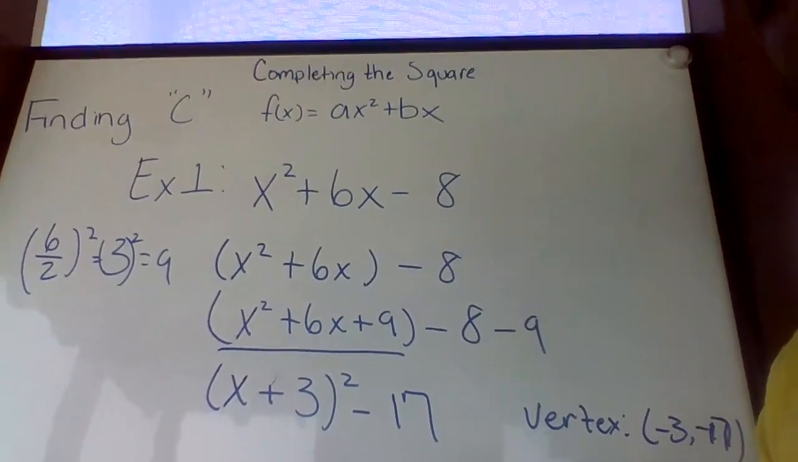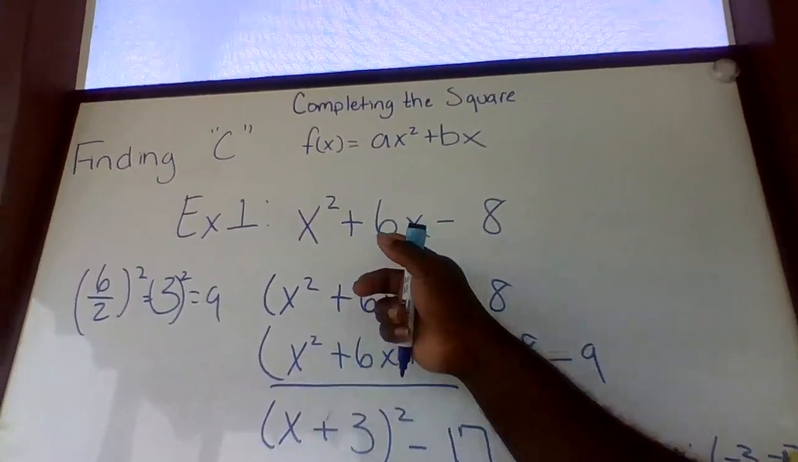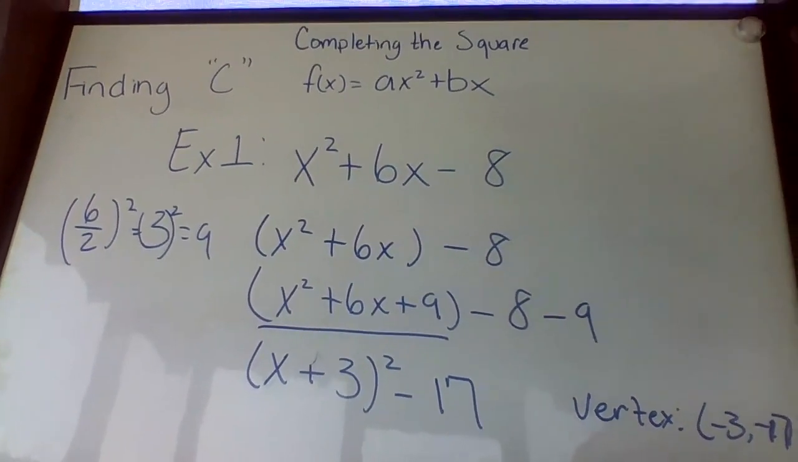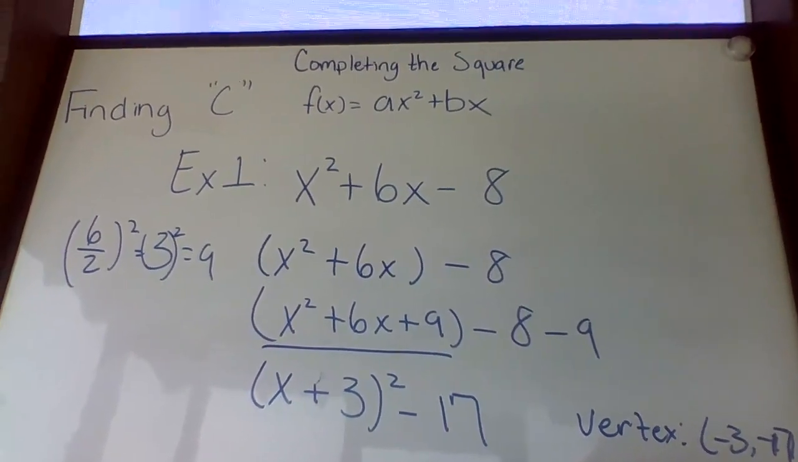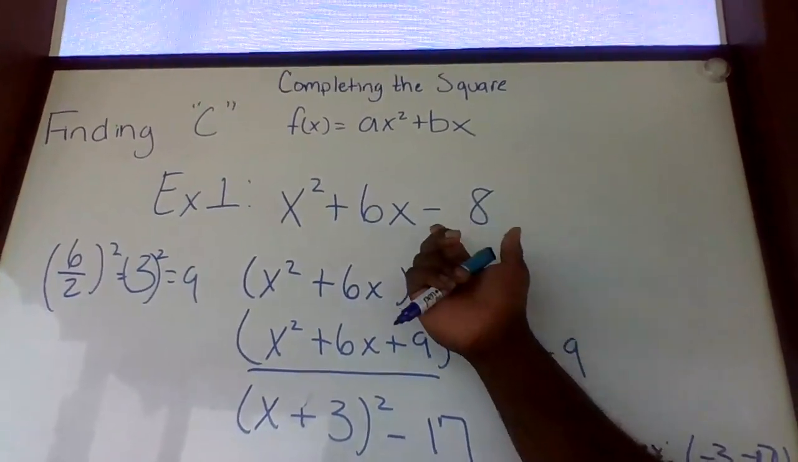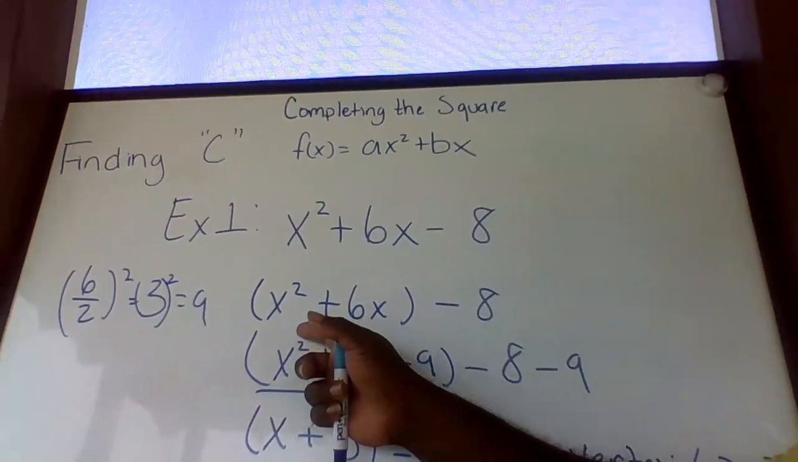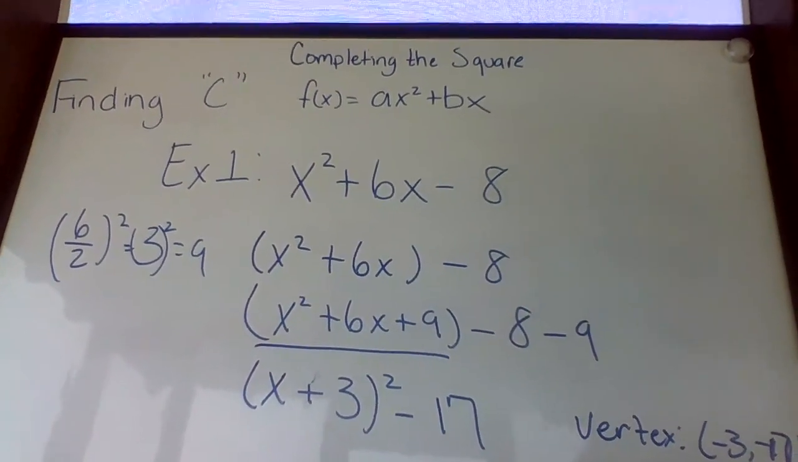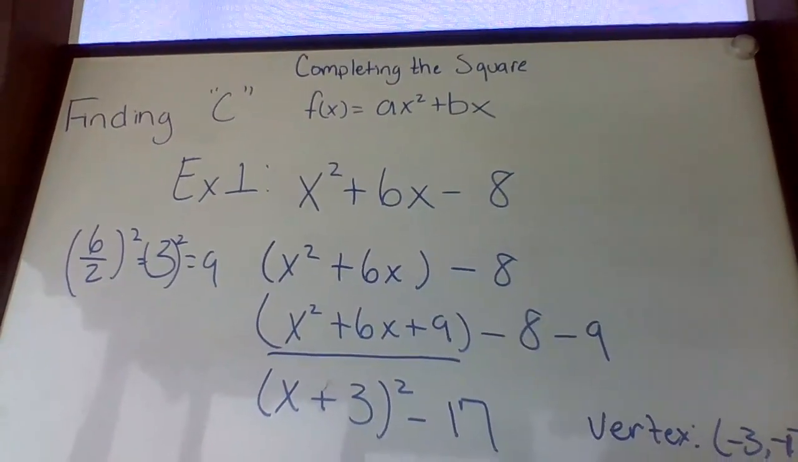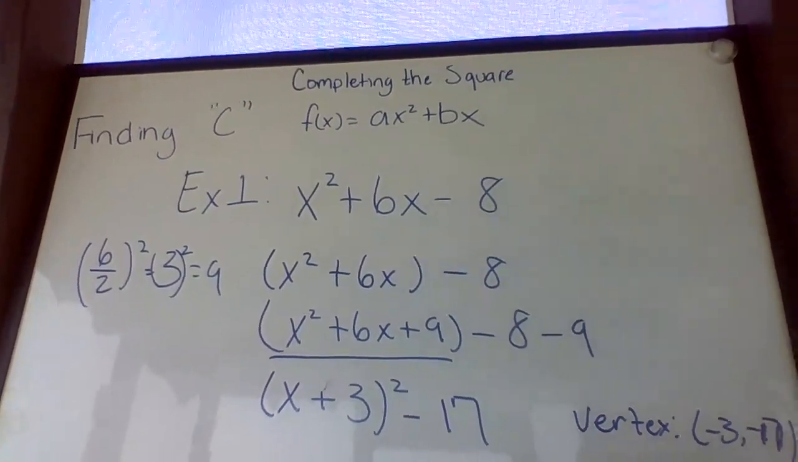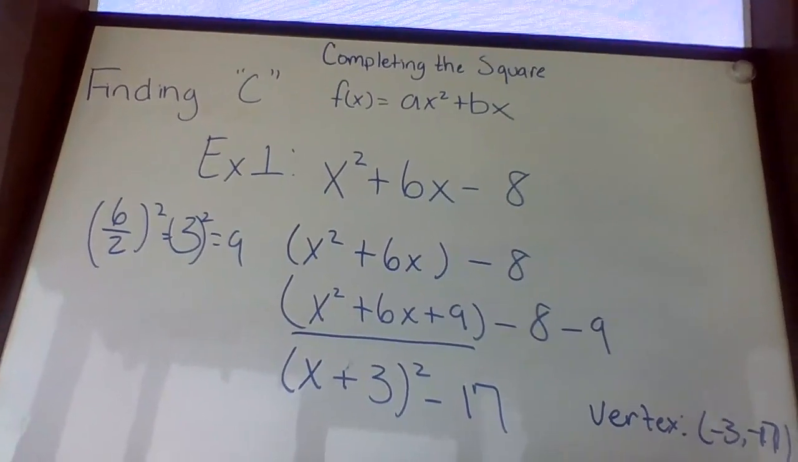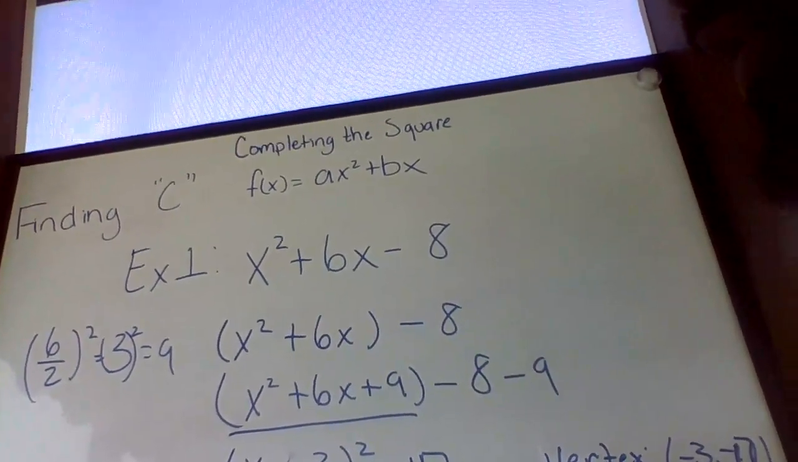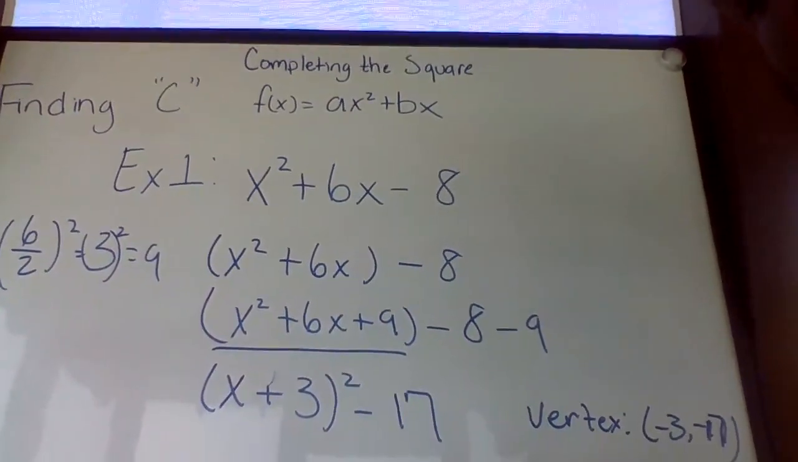So let's just recap what we did real fast. First we were given a quadratic, and we wanted to use completing the square in order to rewrite this in vertex form. So what did we do? First, we separated the x squared plus 6x away from the negative 8 by putting parentheses around it. Then we used our x squared plus 6x in order to complete the square. We completed the square by going half of 6, which is 3. 3 squared gives me 9.